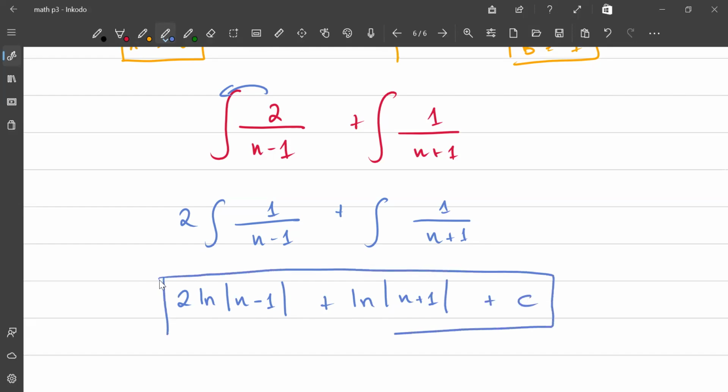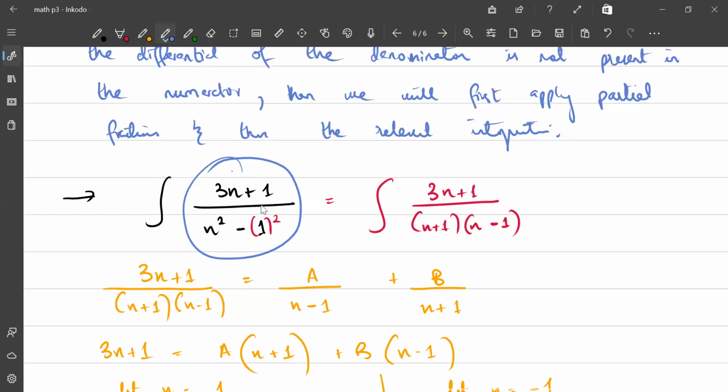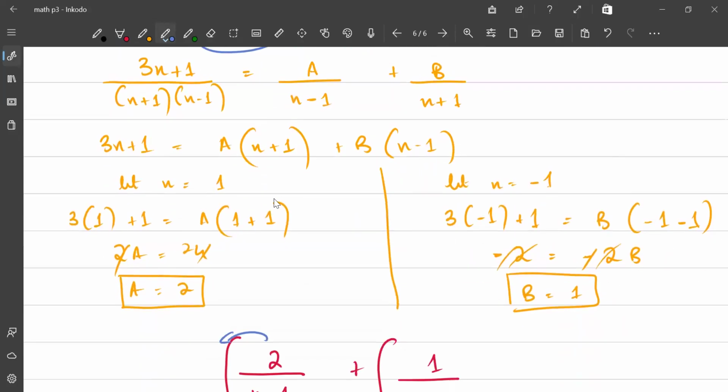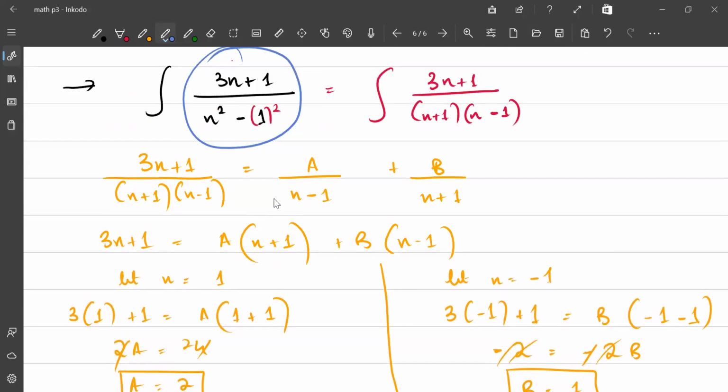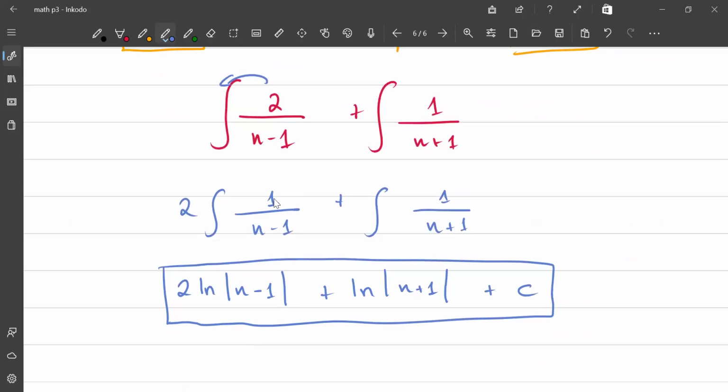This is how you would integrate 3x plus 1 upon x square minus 1. First, apply partial fractions, convert it into a form on which integration could be applied, and then simply integrate it. All right.